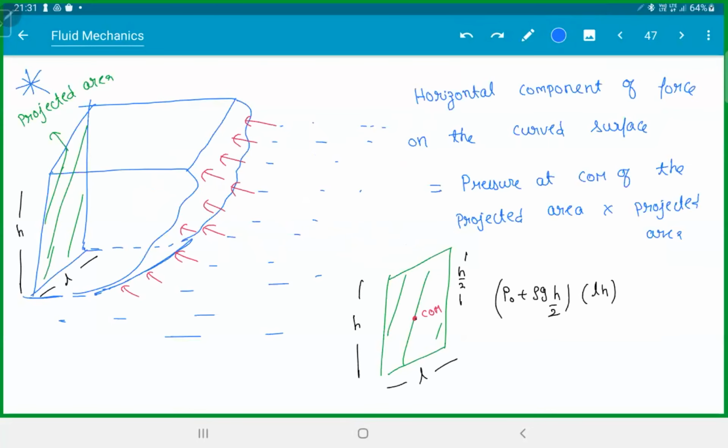So if I give you even a random curved surface, you can drop a projection of that, find the projection's center of mass, and then you can find the pressure into area. Quite a useful result. So let me show you how they'll ask a question in advance based on this.